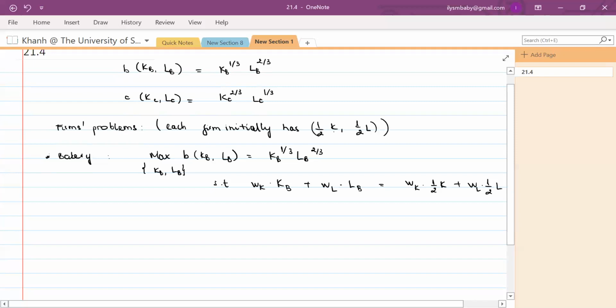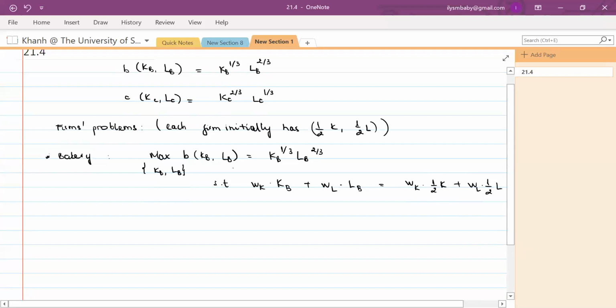Okay, where K is the total amount of capital available in the market and L is the total amount of labor available in the market. So this is basically the total cost for the firm by producing B, by choosing the amount of KB and LB, and this is the total income or the total value that the firm has from the beginning. Okay, so this is basically our problem.